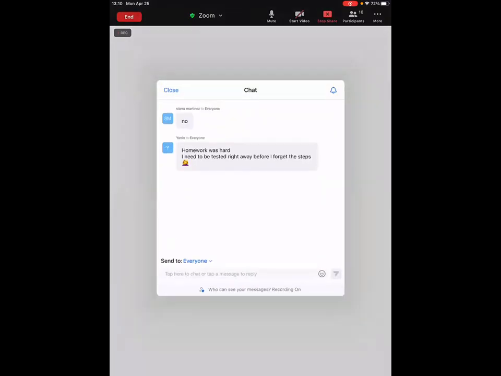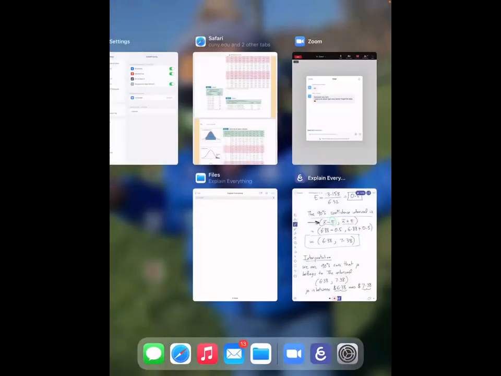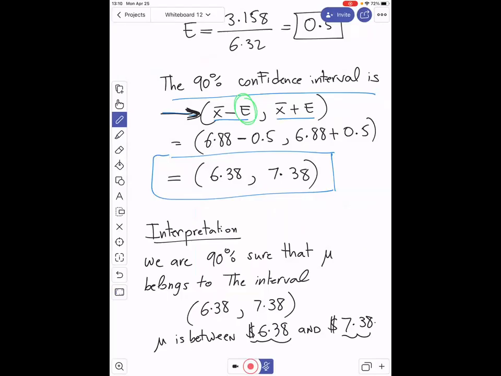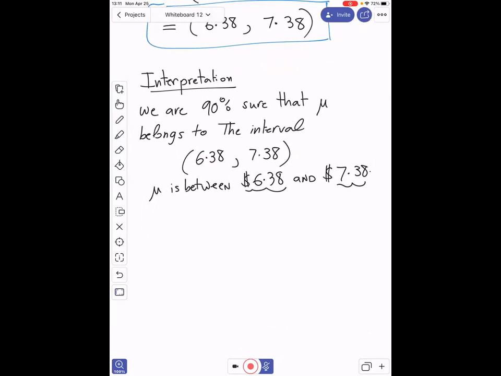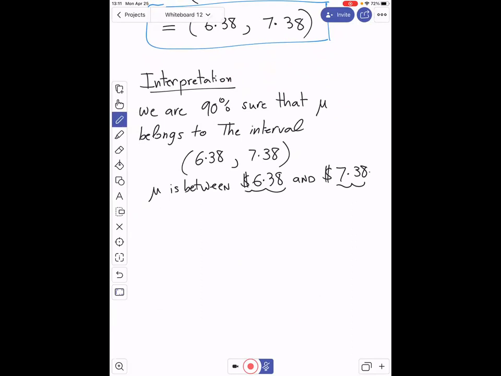Professor, are we always going to use 90% for the confidence? No, that's the thing, it depends on the problem. Yeah, that's a good point. In my next example, I'm going to take an exercise from the textbook.